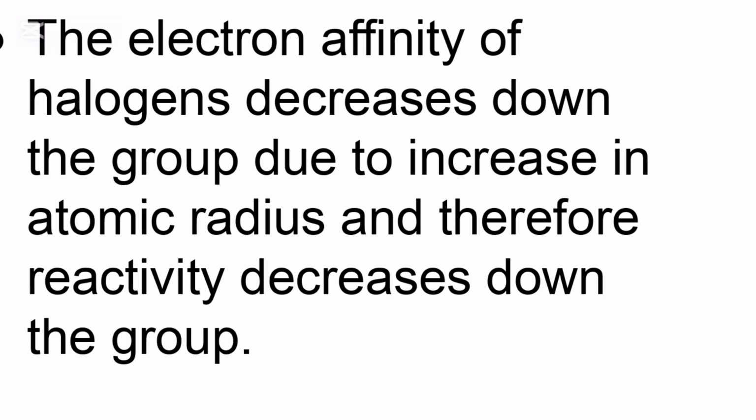The electron affinity of halogens decreases down the group due to increase in atomic radius, and therefore reactivity decreases down the group. We had said the electron affinity of halogens decreases down the group due to the repulsive forces. As we go down the group, the number of electrons in the energy levels increases. Therefore, the repulsive forces increase down the group. Hence, the electron affinity decreases down the group.